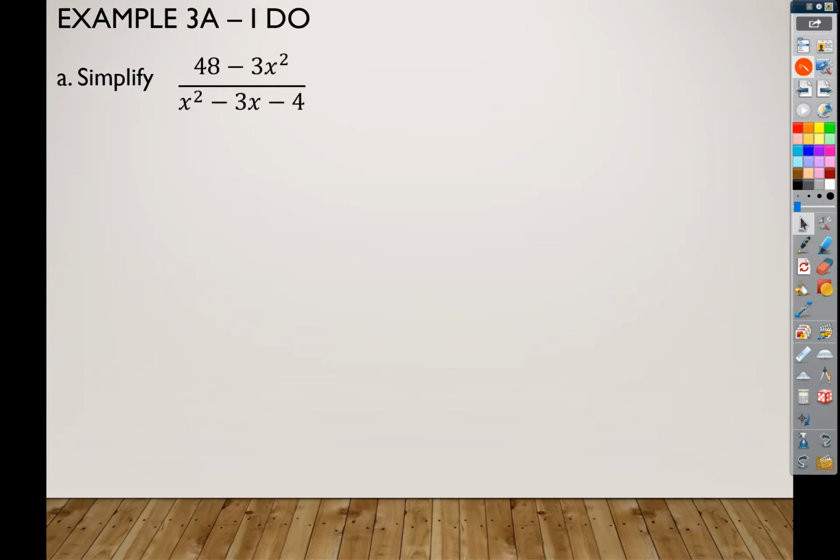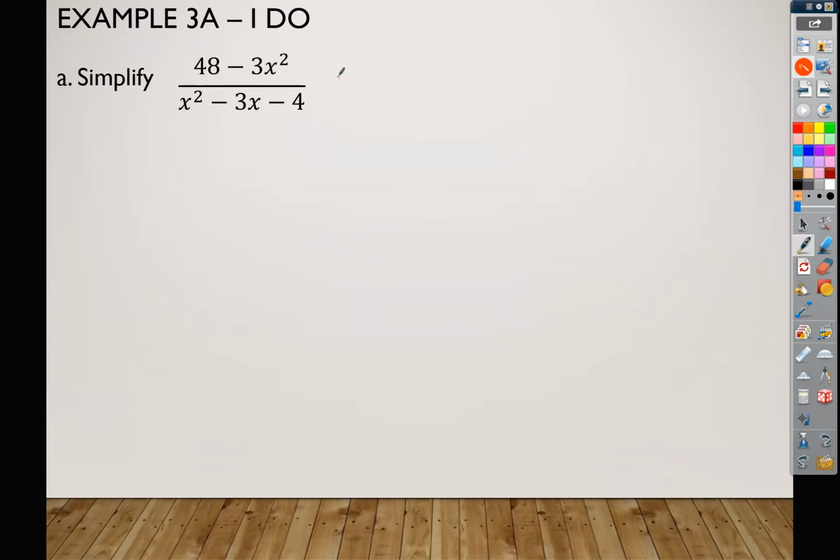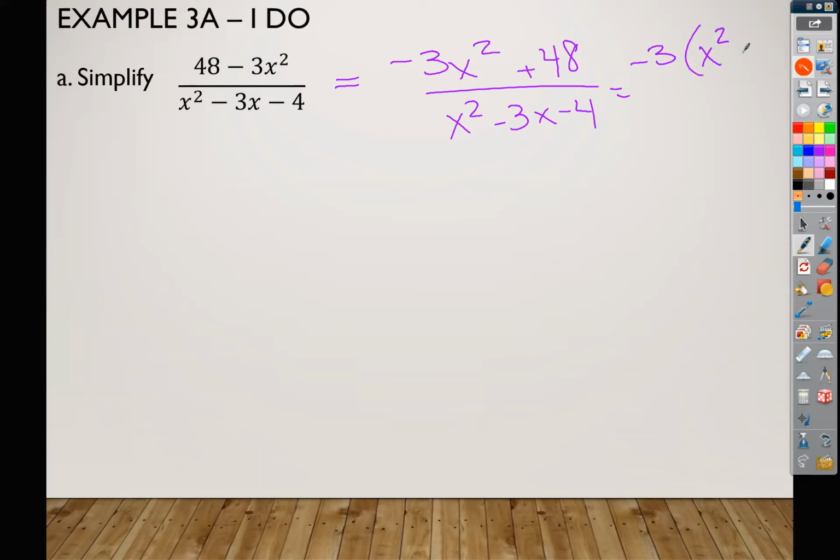All right, number 3 says simplify 48 minus 3x squared over x squared minus 3x minus 4. Now, the first thing that I want to do is take that numerator and put it in standard form. So I'm going to write -3x squared plus 48 over x squared minus 3x minus 4. Okay, now in the numerator, I can factor out a -3, and I'm left with x squared minus 16. And then I'm just going to keep it over the same denominator for a second.